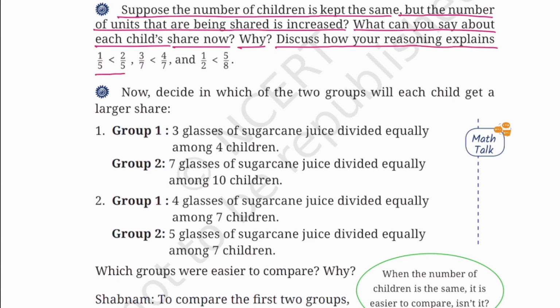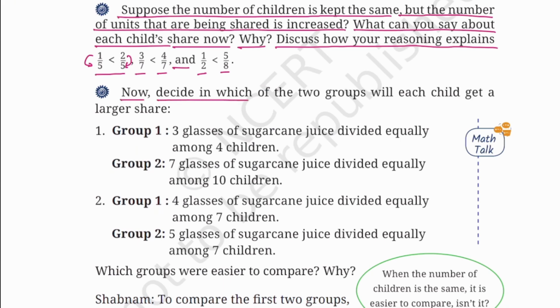1 upon 5 is less than 2 upon 5. One thing distributed among 5 children will be less than 2 things distributed among 5 children. 3 upon 7 is less than 4 upon 7. Similarly, 1 upon 2 is less than 5 upon 8.